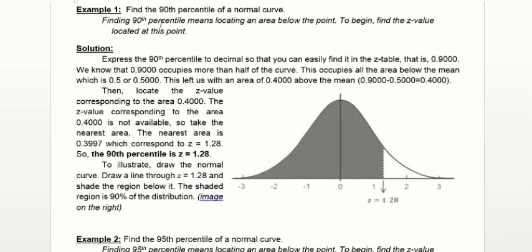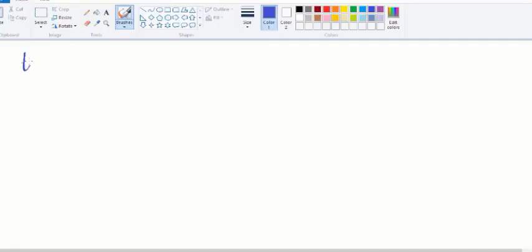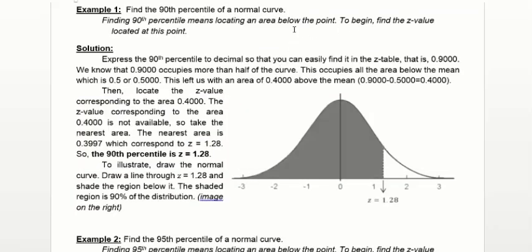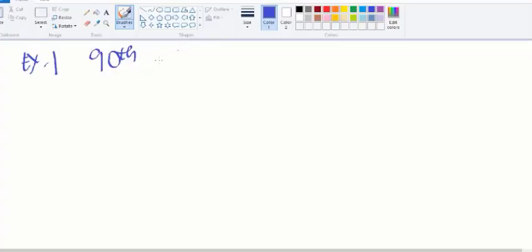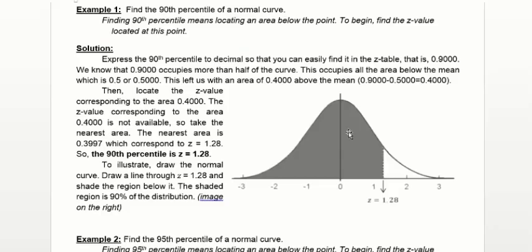So, we have this one. Find the 90th percentile of a normal curve. Example 1 of percentile: it says the 90th percentile, so let's find it. To begin with, we have to find the z-value located at this point. So, let's turn this 90 into a decimal. Earlier, to make it a percentage, we had to multiply by 100, right? Now we need to divide by 100. So, that is 0.900.